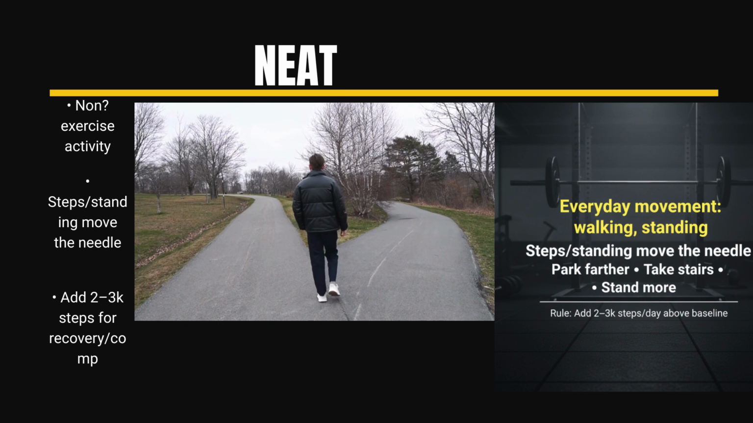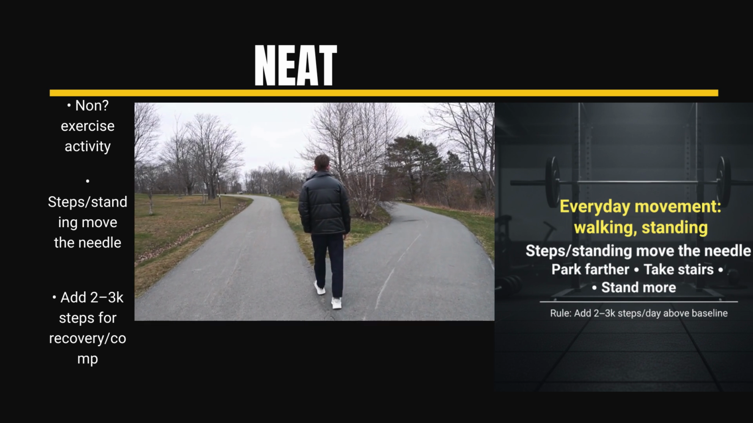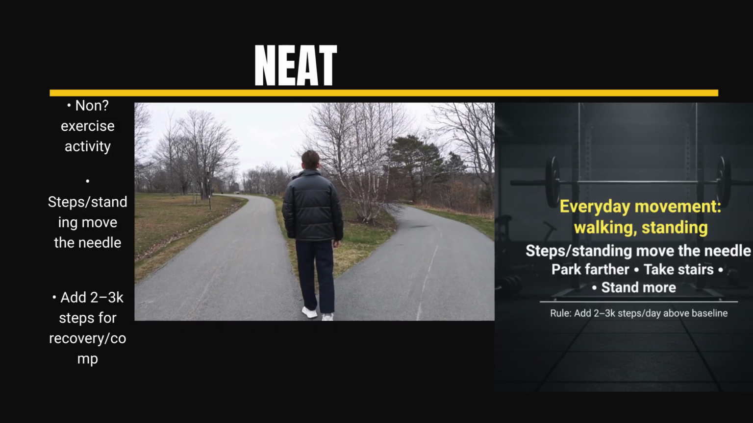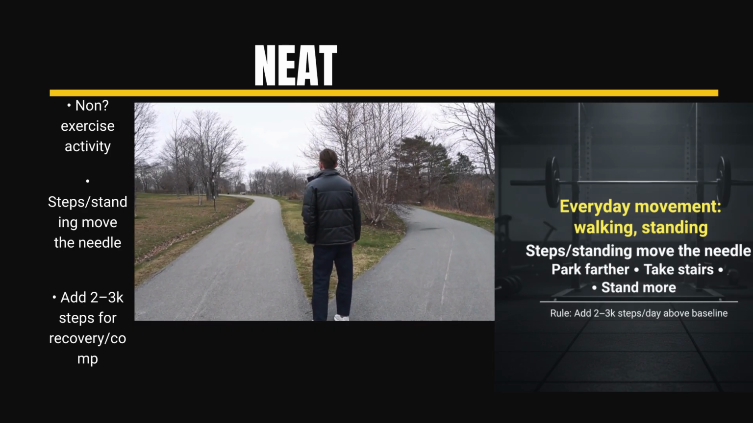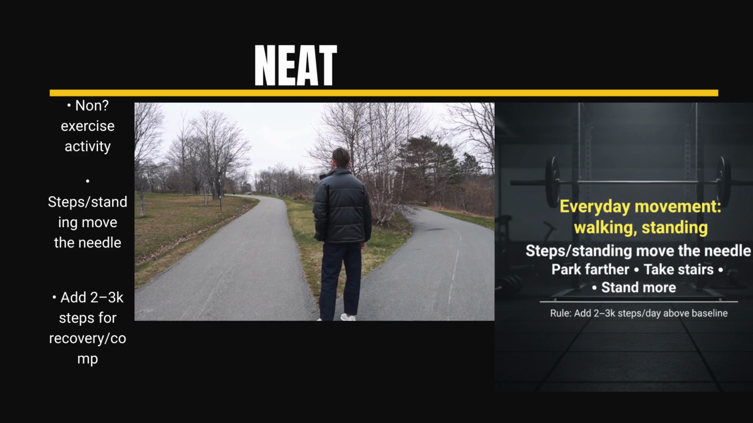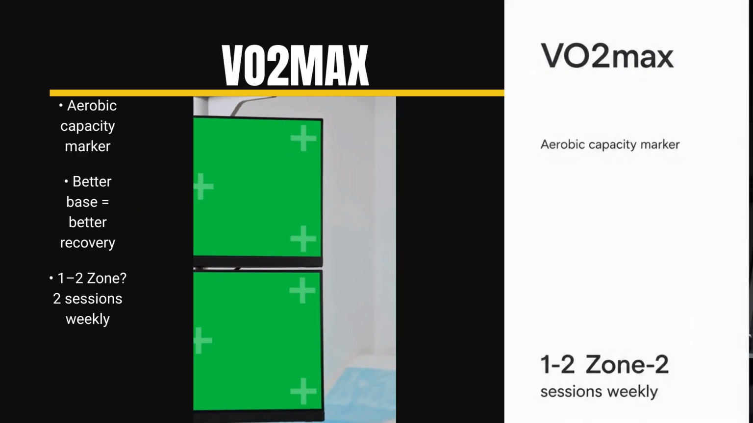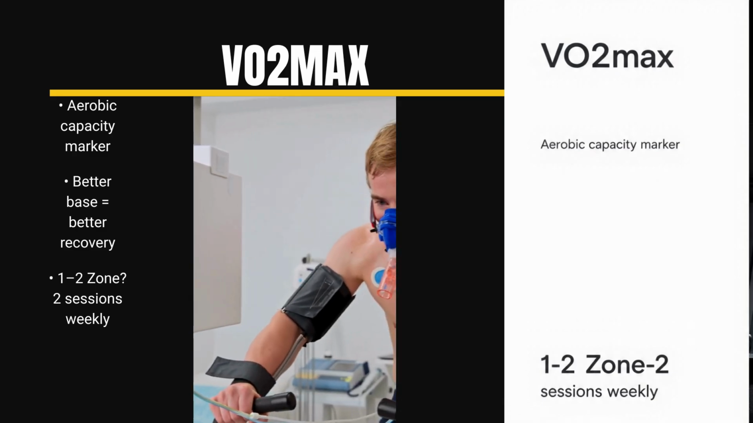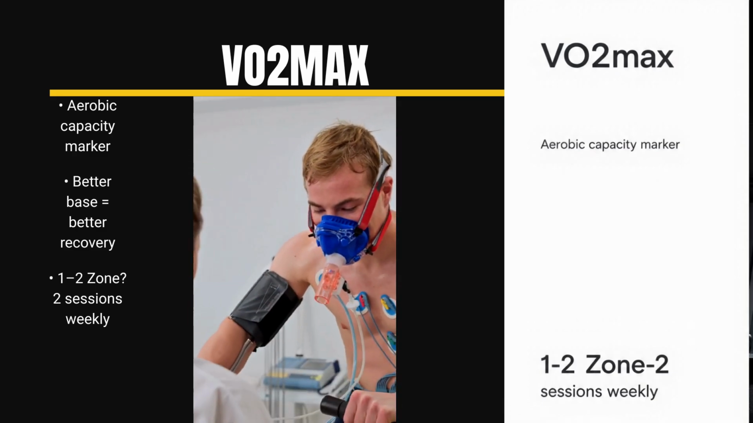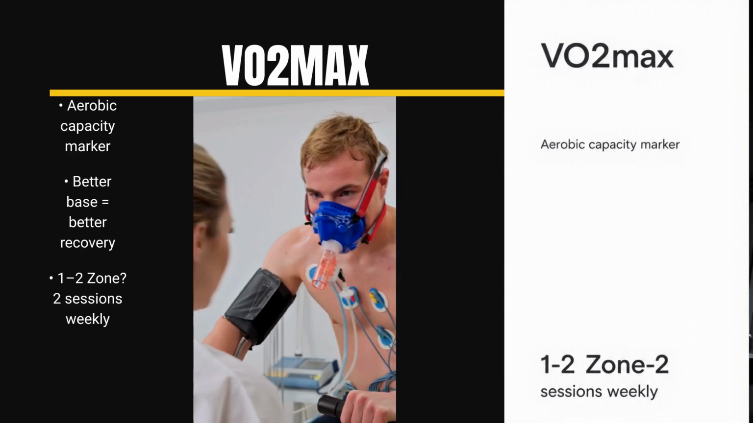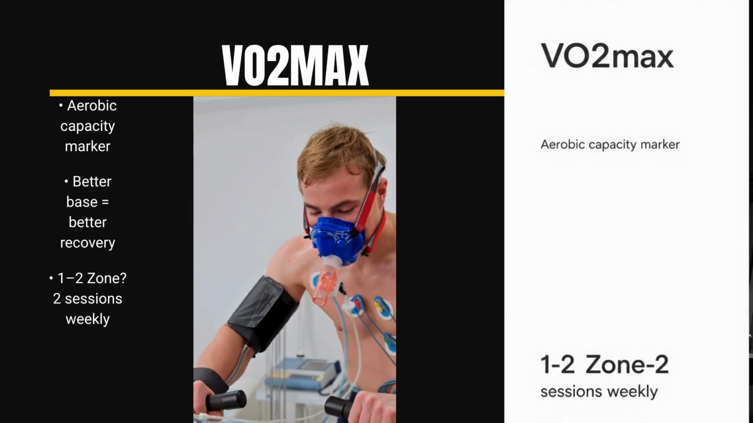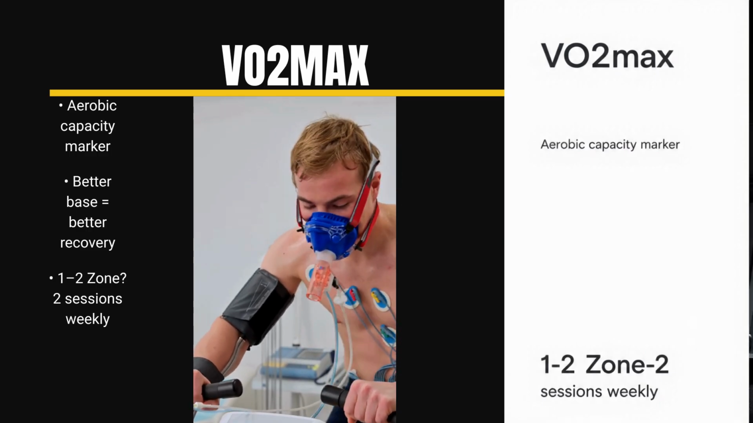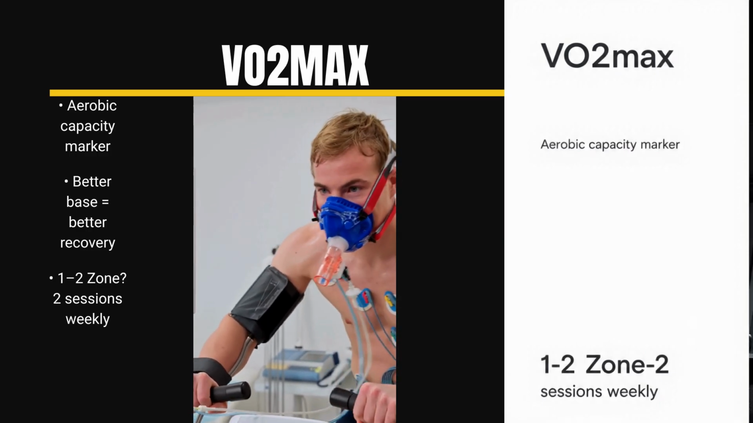NEAT, non-exercise activity like steps and standing. It moves the needle more than you think. Add 2,000 to 3,000 steps per day to help recovery and body composition. VO2 max. How much oxygen you can use at hard effort. A measure of aerobic capacity. It is not a direct strength metric, but a better base helps you recover between sets and sessions. 1 or 2 zone 2 sessions per week builds that base without killing strength.